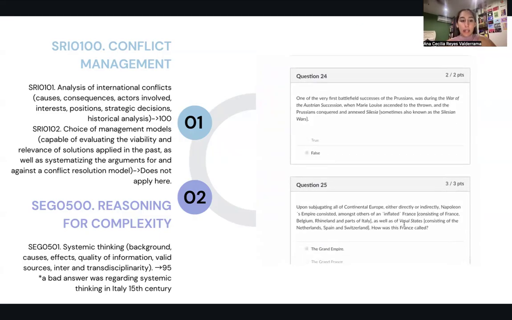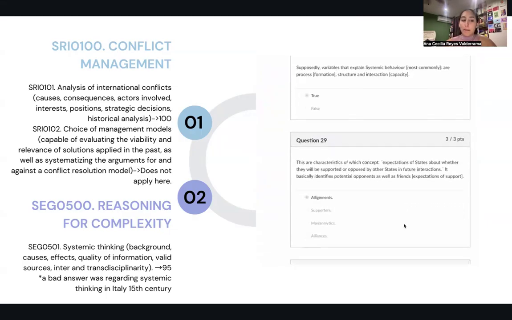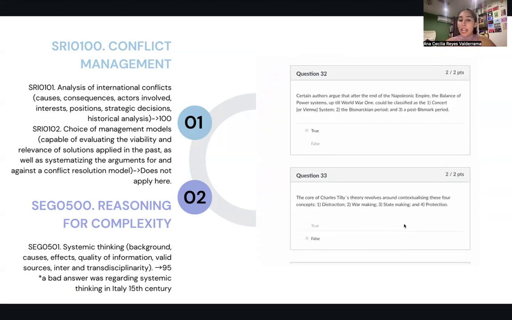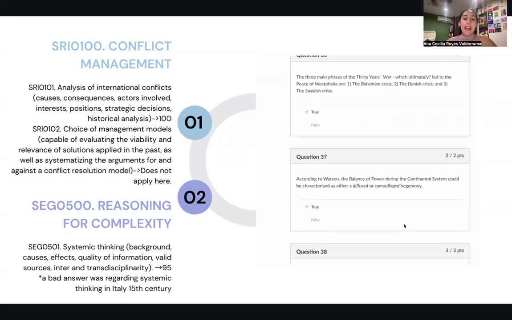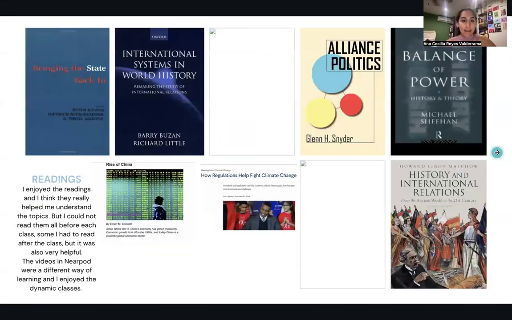And also in the other one, I put a 95 in systemic thinking because I think that I knew all the background, I knew the causes and effects of why things happened. And the ones that I got wrong were very tricky questions, but I accept them. I put a 95 because one of those questions was regarding systemic thinking in Italy in the 15th century. So I related it to systemic thinking here. So that's why I put it like that.